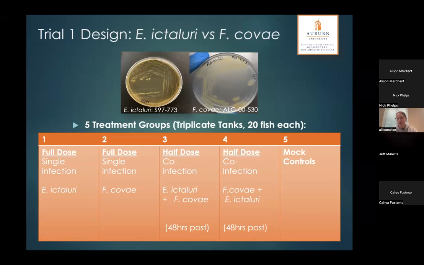So for the third group, it's a co-infection with a half dose of ictaluri, and then 48 hours later, I gave it a half dose of F. covae. And then for my other half dose co-infection, I reversed that. So I gave it F. covae first, and then 48 hours post exposed it to E. ictaluri. And then of course I had my mock controls. And my mock controls, since both bacteria are on different media types, were given sterile PBS.